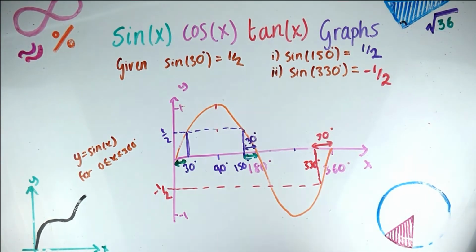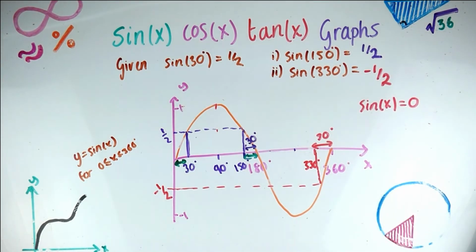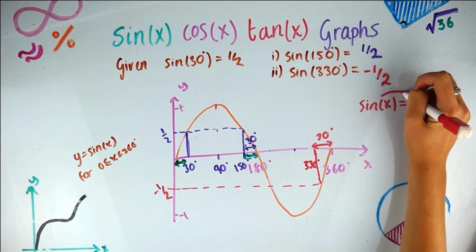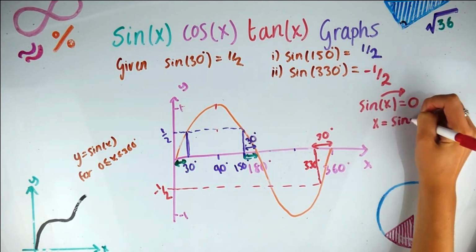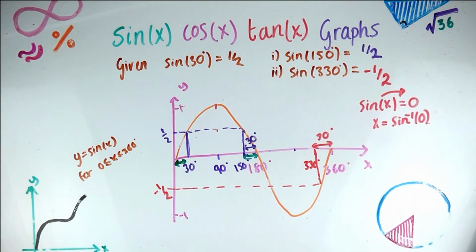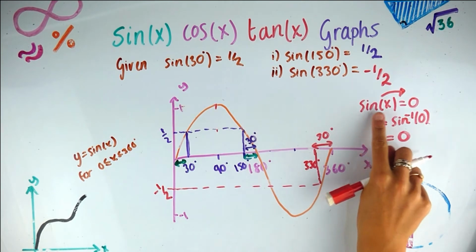If we were asked to solve the equation that sine x equals 0, algebraically we see that we want to get rid of sine, so we do the inverse operation, and the inverse operation for sine is sine to the minus 1, or shift sine on your calculator. So if you put shift sine of 0 onto your calculator, you get the answer 0. So let's just check that. So we're saying sine x equals 0.